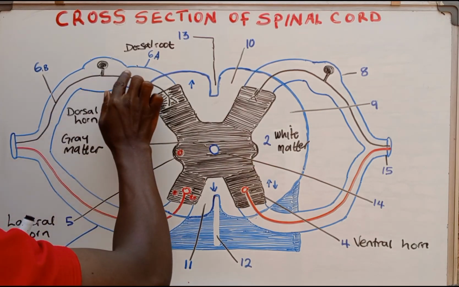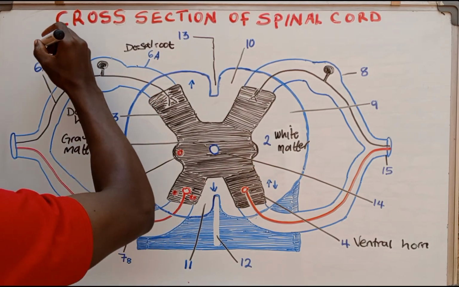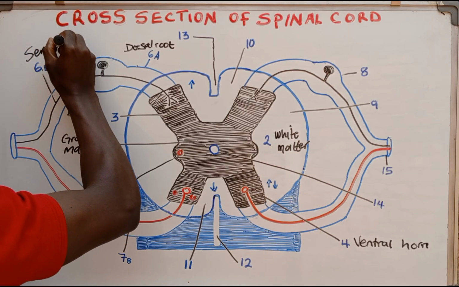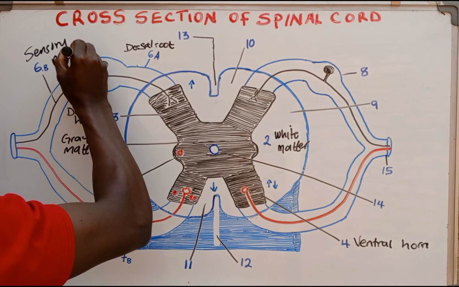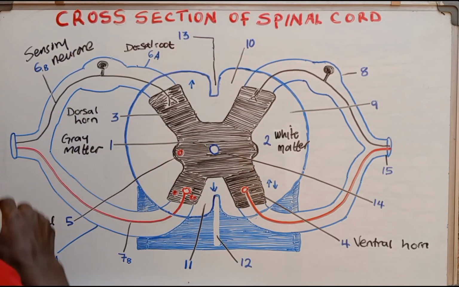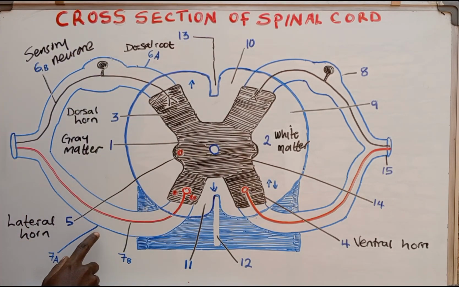So now this one is going to be our sensory neuron. That's our number 6B. Okay, now coming to number 7.